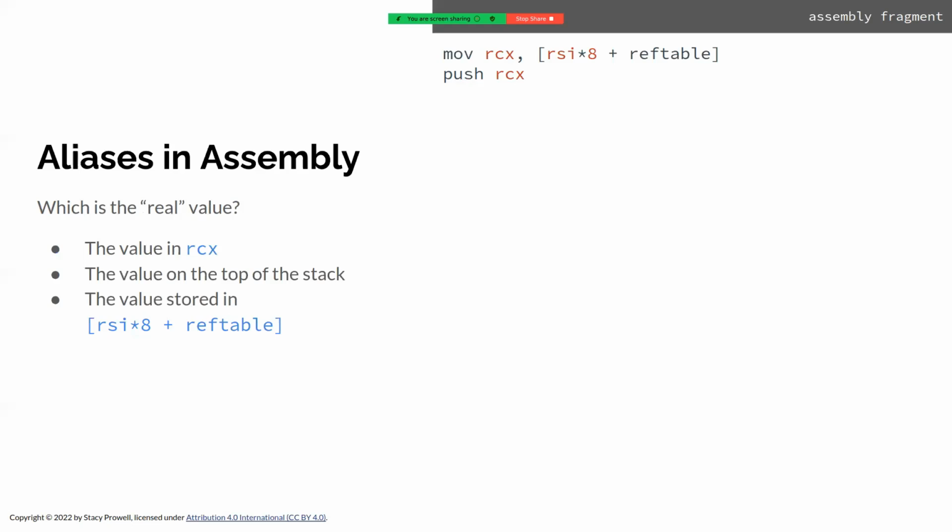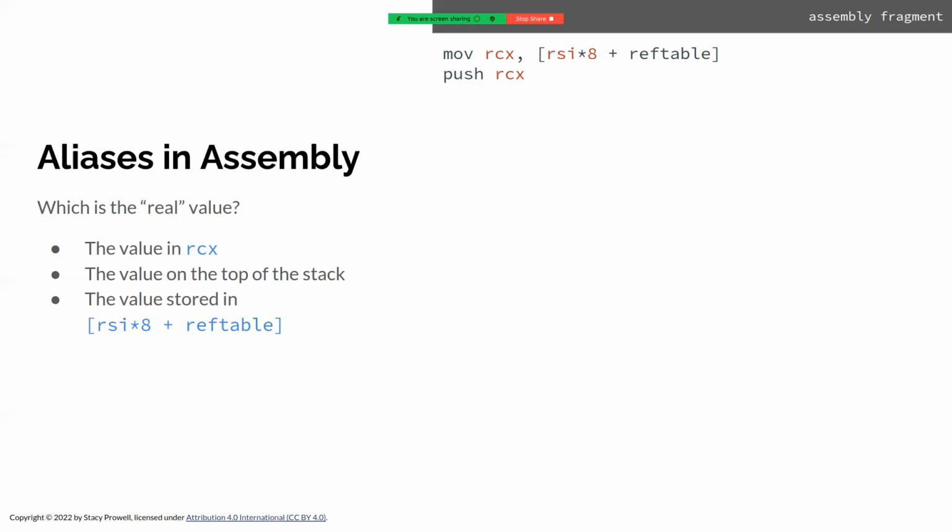And I put that in RCX. And then I push RCX. So after those 2 instructions execute, I have the value stored in 3 different places. I have the value still in the table. I have it in RCX, and I have it on top of the stack. And an interesting question is, which one's the real value, right? Because I have it in 3 different places.